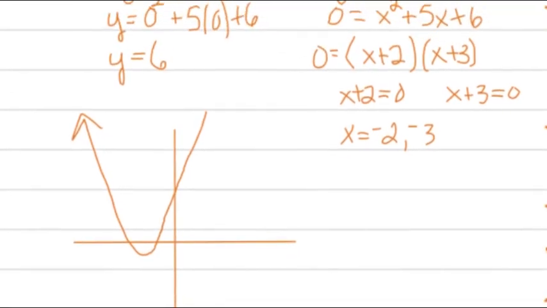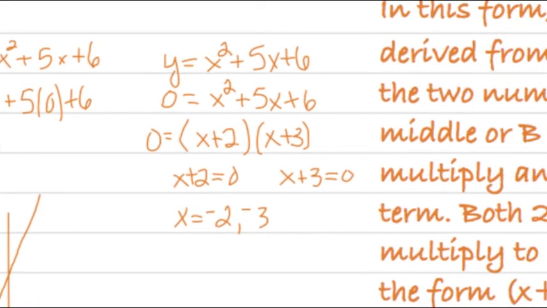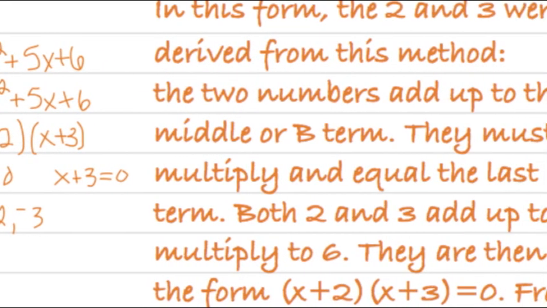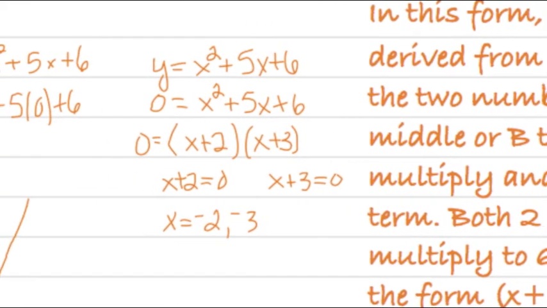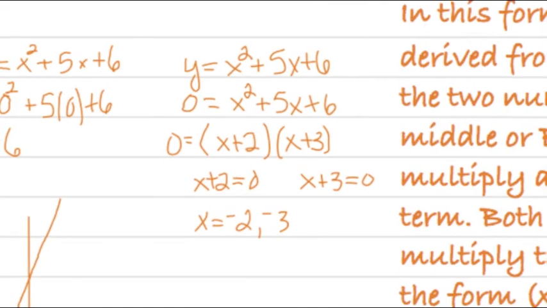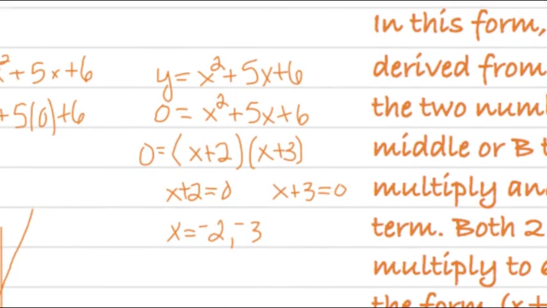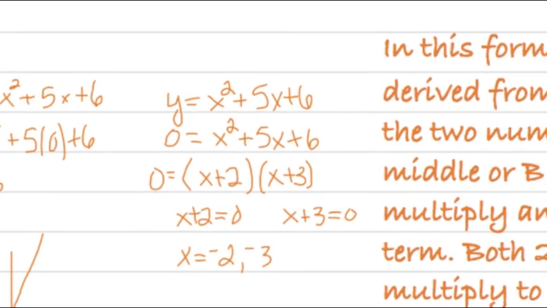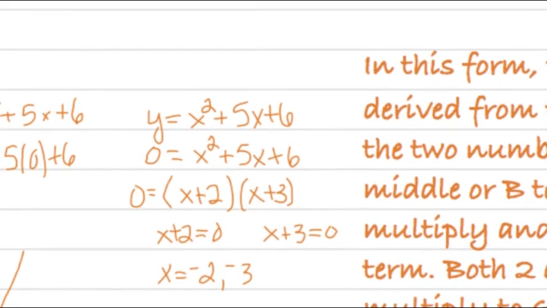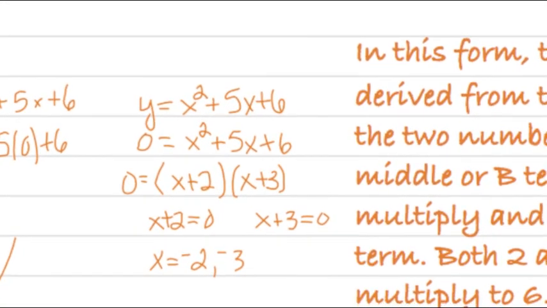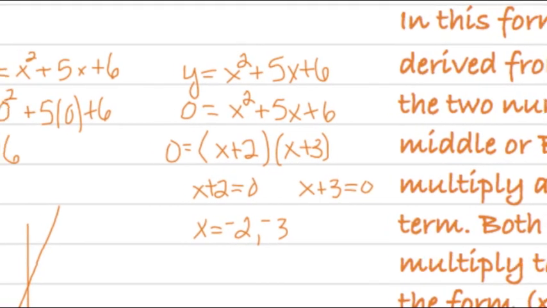Alright, again, these are rough drawings of the graph. So what I want you to take away from this is the way we arrived at these two numbers, x plus 2 and x plus 3 is equal to 0. We have to remember that they have to add to the middle term and multiply to the c term. So it's b and c. Alright, that's very important. It's the only way that we're able to figure this out.